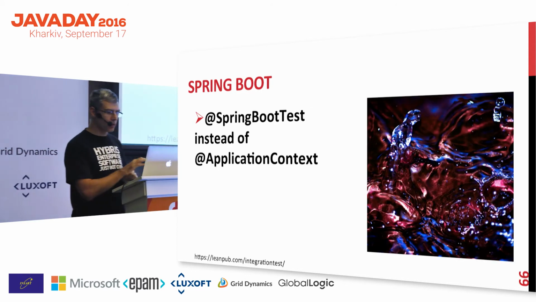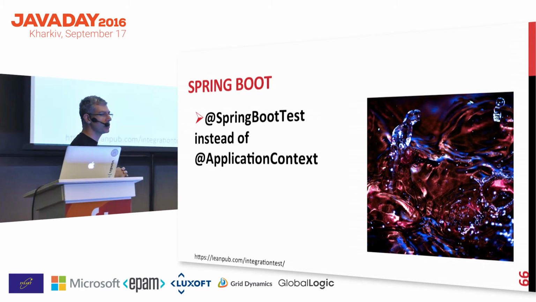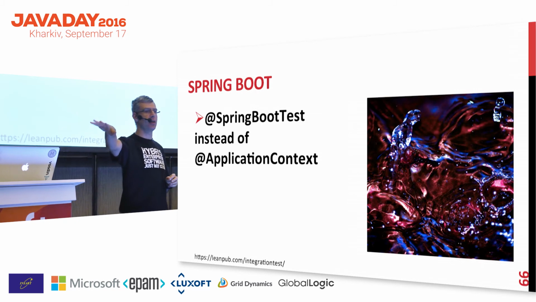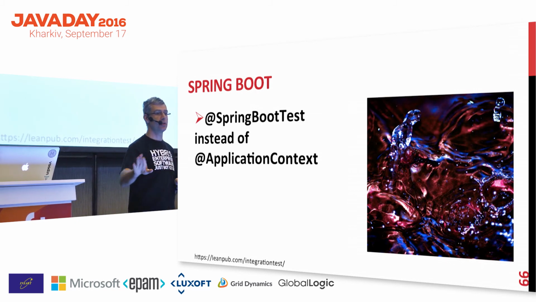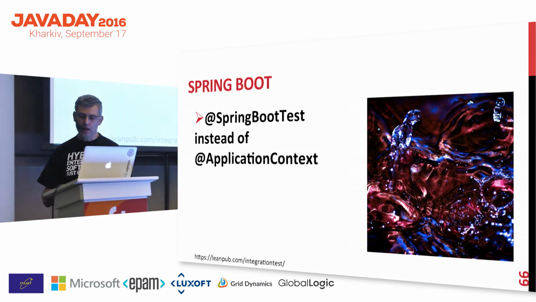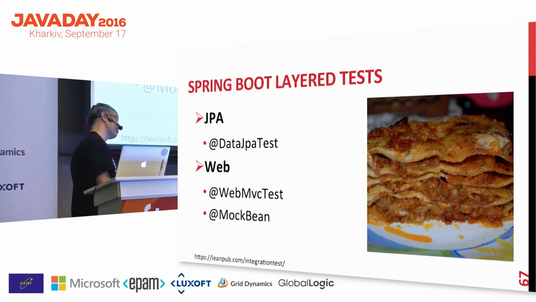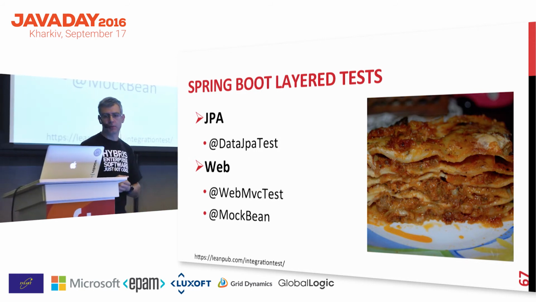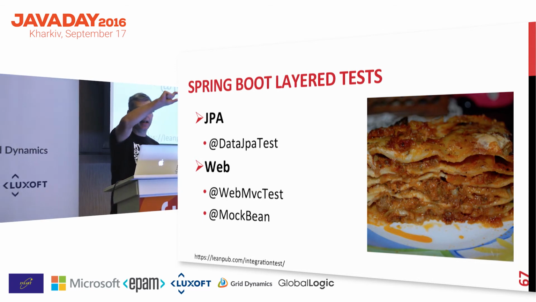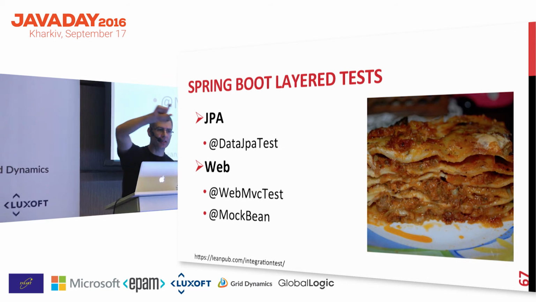Also, with Spring Boot, you can use Spring Boot test instead of the application context, and it will magically scan the classpath for all your configuration and self-annotated classes. It also brings you something I don't like so much, but well, you can't always have everything: you can test by layer. Not by lasagna layer, like in the picture, but by architectural layer.